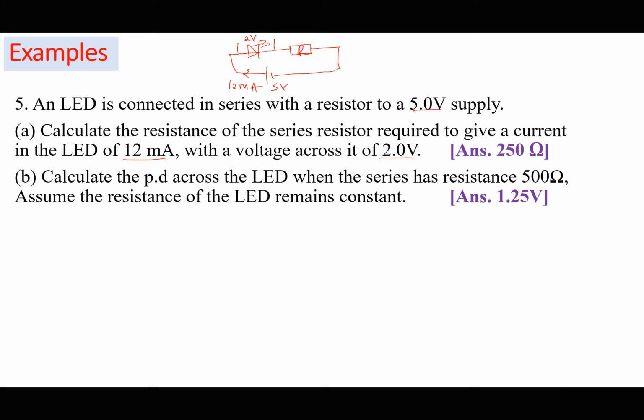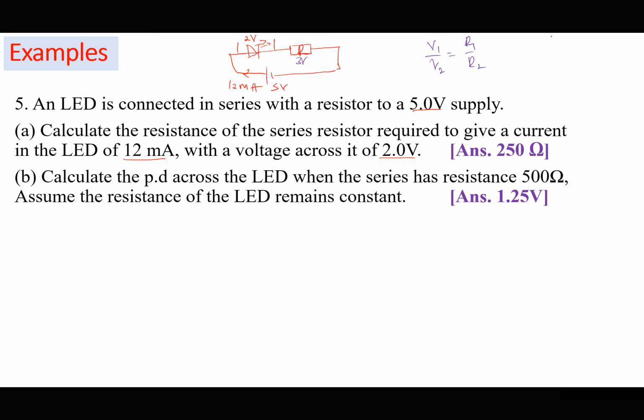So we want to find the resistance of the resistor. You have two ways of doing this. You can use the potential divider formula, or you can just do it normally using Ohm's law. However, I know that V1 over V2 is going to be equal to R1 over R2 because these are resistors in series, so they are potential dividers. Of course, if the PD across the LED is 2, the PD across the R is going to be 3, that is 5 minus 2, which is 3 volts.